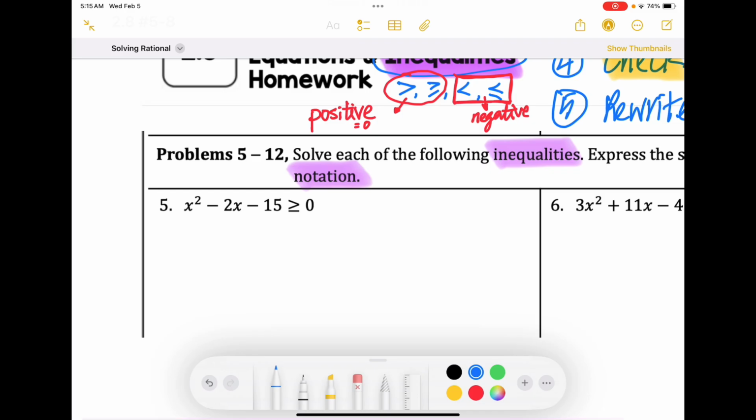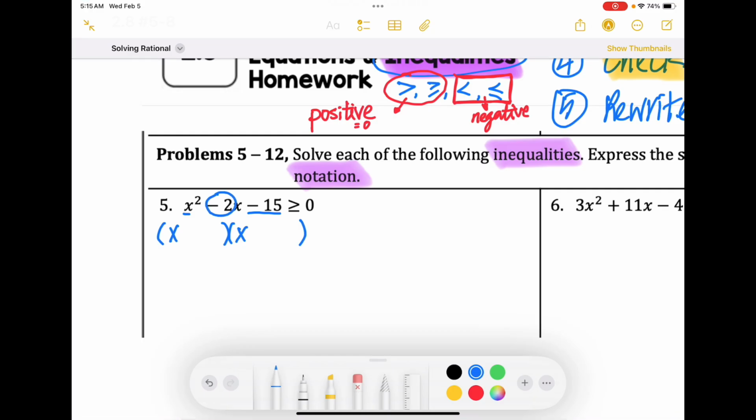In class, we talked about factoring. The way I do it is the first and the last. What two numbers multiplied give me x squared? It has to be x times x. Now, what two numbers multiplied together give me negative 15? I know it can be negative 3 and positive 5.